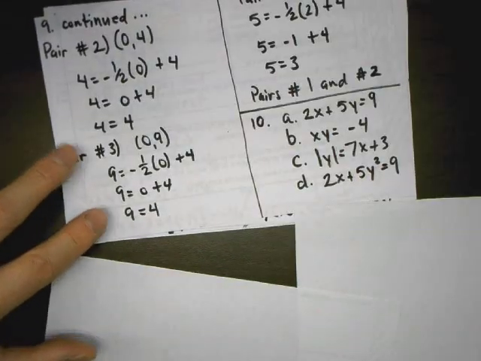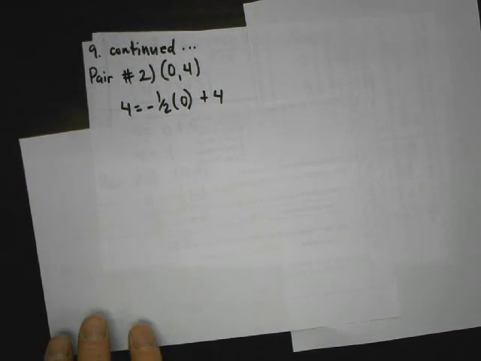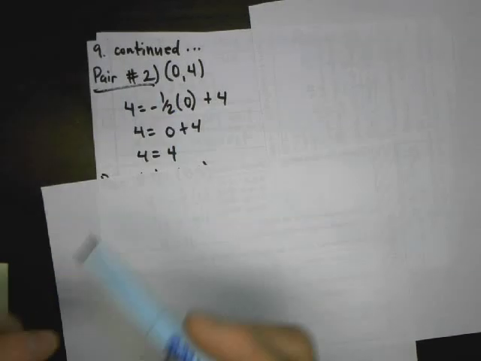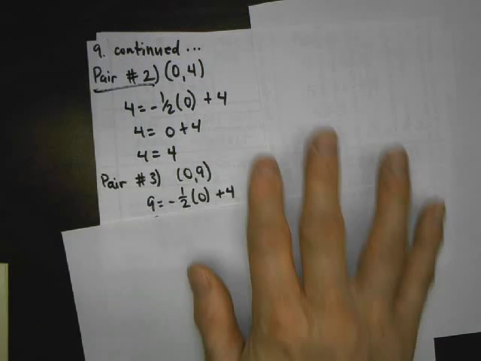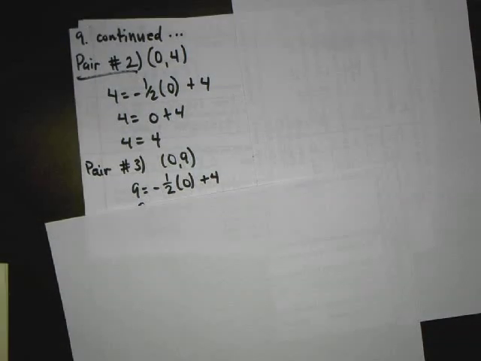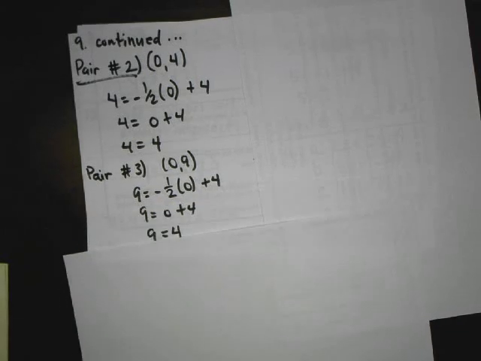Now let's go to pair 2. Okay, pair 2, or ordered pair number 2, is 0, 4. So I plug that in. 1/2 times 0 times anything is 0, right? And that's true. So pair 2 worked also. Ordered pair number 3 is 0, 9. When I plug that in, you should get this. And multiply that, that equals 0. That's not true, so don't pick any answers that has pair 3 as a solution.